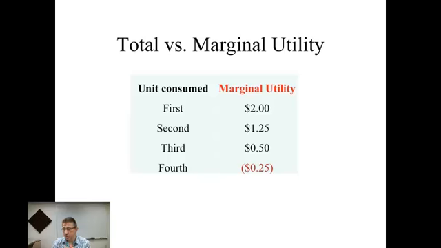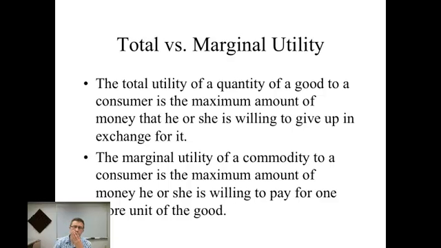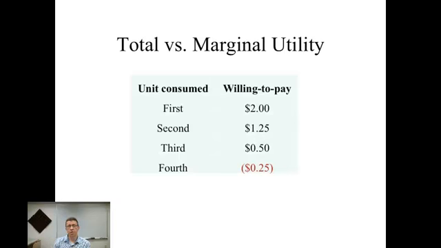So how does this relate to total utility? Well, once again, let's go back to the definition of total utility. It's the total amount of money a consumer is willing to pay for all of the units of a product, the total utility of a quantity of the good. Okay, so the total utility for one unit, what's the total amount the consumer is willing to pay? Well, it's the willingness to pay for one unit, it's just $2. For the second unit, the willingness to pay is $1.25, right? That's the marginal utility. So the willingness to pay is $1.25 for the second unit.